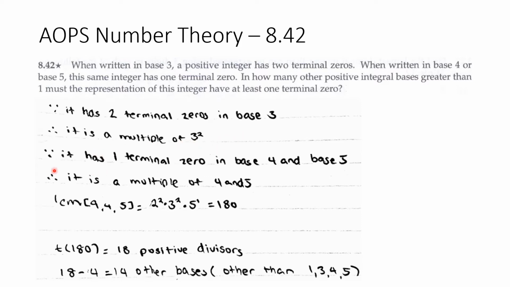And since it has one terminal zero in base 4 and base 5, that means it's a multiple of 4 and 5. Since it's a multiple of 9, 4, and 5, the LCM of that is 180. So the number of bases is the number of positive divisors of 180. The number of positive divisors of 180 is equal to 18, because (2 plus 1) times (2 plus 1) times (1 plus 1) is equal to 18. Since we already have 4 bases, bases 1, 3, 4, and 5, 18 minus 4 is 14 other bases.